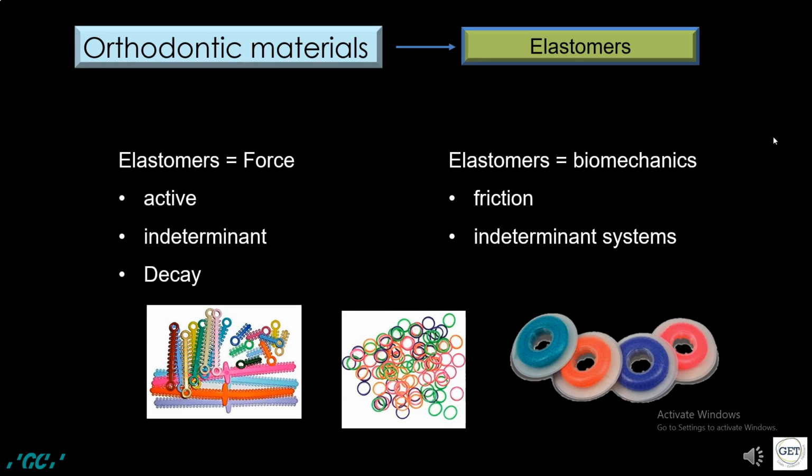Elastomeric materials are used in orthodontics for two main categories of usage: ligation and active force to execute the teeth movement. As an active force, they are considered to be an indeterminate force due to the decay and the rapid change of force level delivery. Friction is another factor when biomechanical considerations are taken.